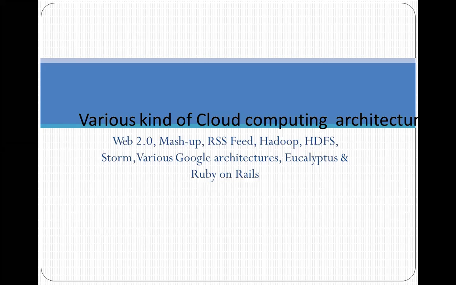Now the question is what various kinds of cloud computing architecture are available. There are different architectures provided by various companies: Web 2.0, Mashup, RSS feed, Hadoop, HDFS, various Google architectures, Eucalyptus, and Ruby on Rails. These cloud computing architectures are provided to the consumer based on their requirement, by the various companies or organizations providing them.